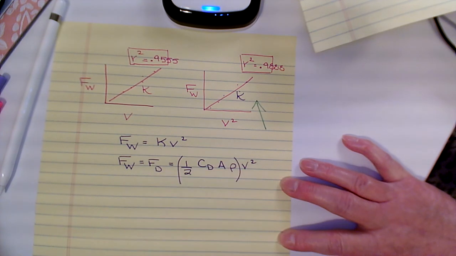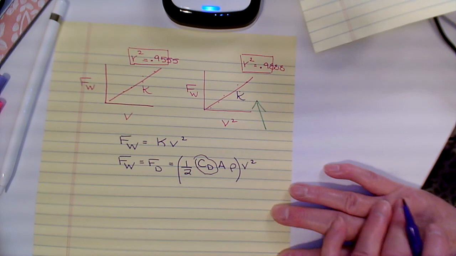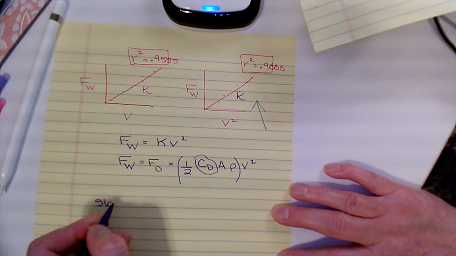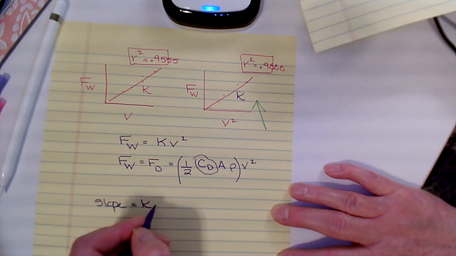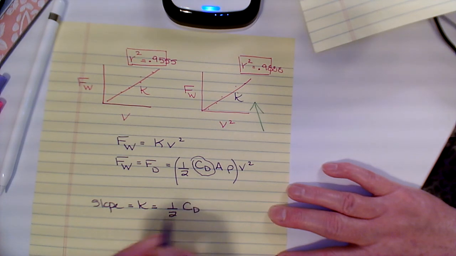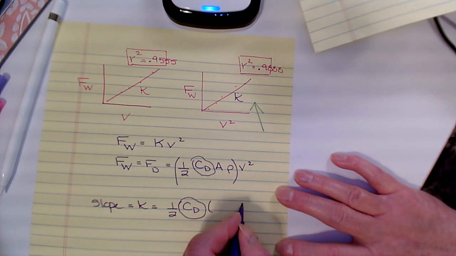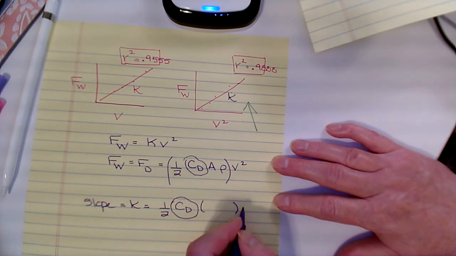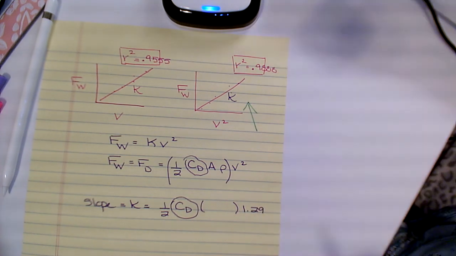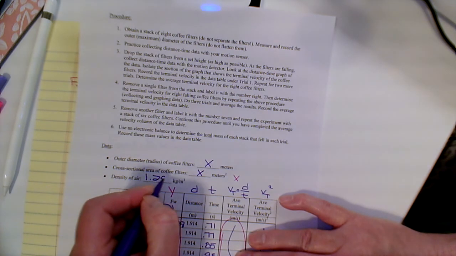This is the K. Well, the second part of the lab is I'm supposed to find the coefficient of drag. But I can get the K value from my slope. So I'm going to write down slope equals K. And K is going to be equal to 1/2 the coefficient of drag, which is what I'm looking for, times the cross-sectional area, which we haven't found yet, and the density of air. And the density of air is 1.29. And so that was over here, the density of air, 1.29.